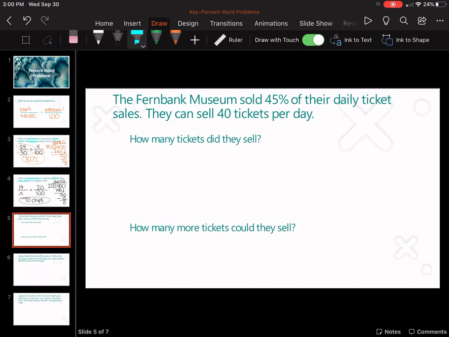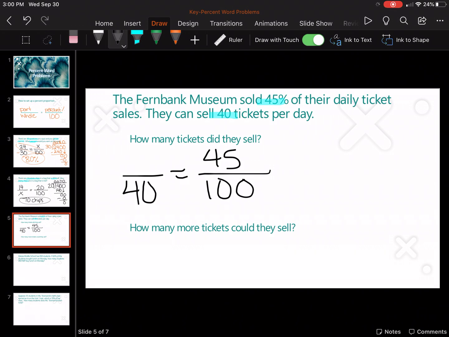So Fernbank sold 45% of their daily tickets. They can sell 40 tickets per day. Okay, so let's set up how many tickets did they sell. Let's do our 45 over 100. Percent is always over 100. 40 tickets per day, so that's going to be your total. Okay, we want to know how many tickets they did sell. So cross multiply, divide. We're going to multiply the two that are there and divide it by 100.